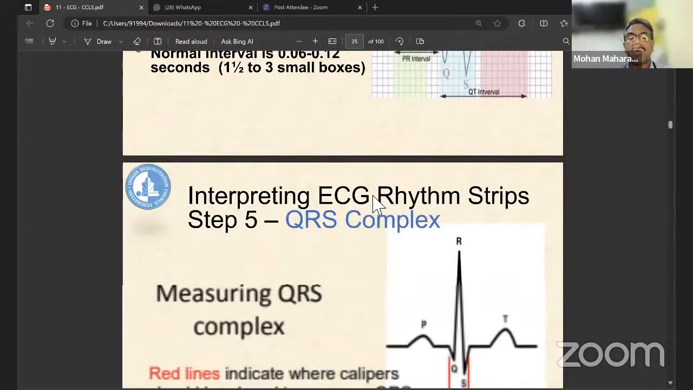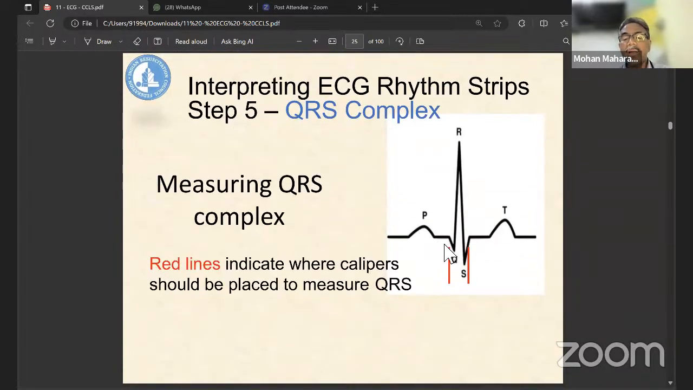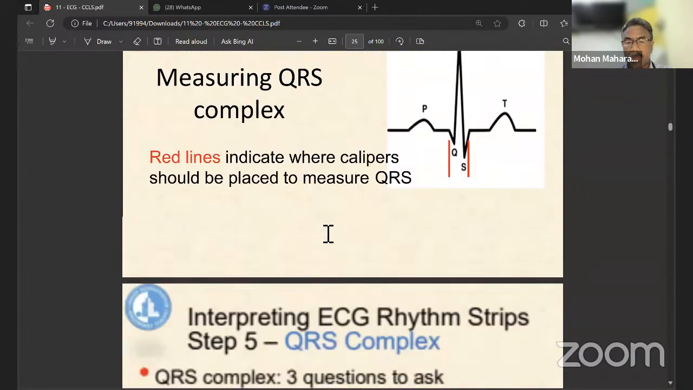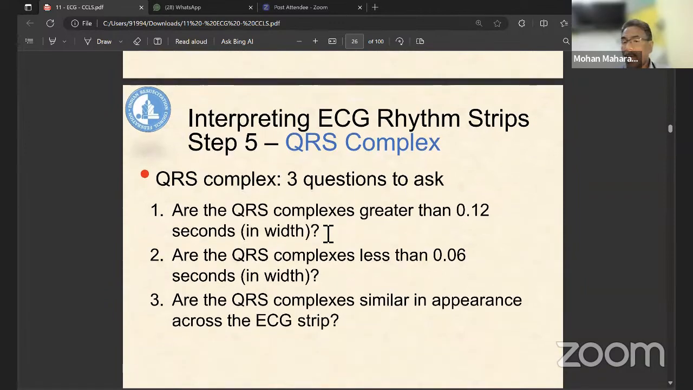What are the things to look at in a QRS complex? Look at this: the two red lines indicate where the QRS is being measured. The duration should be 0.06 to 0.12 seconds, which has been clearly mentioned here. Please note that point. Now, as with the P wave, there are three things to be asked for in the QRS complex.